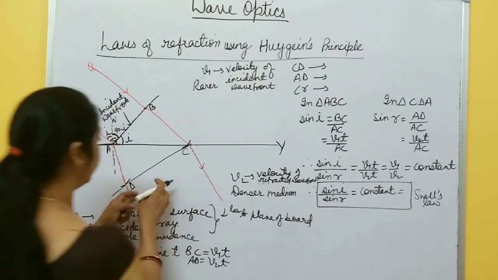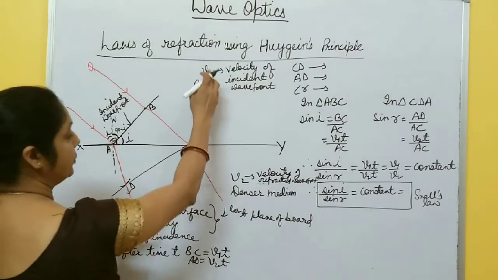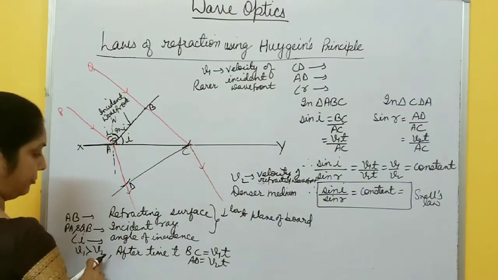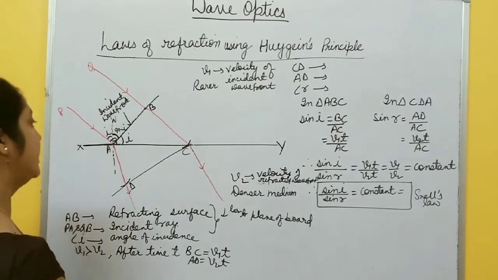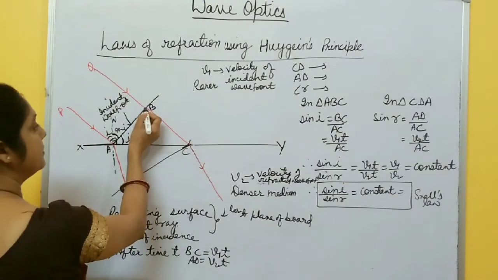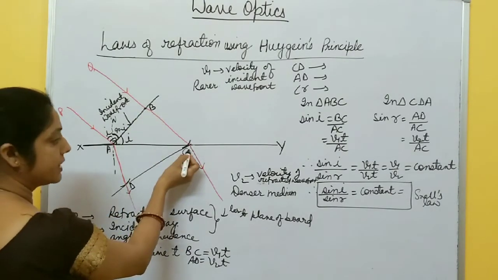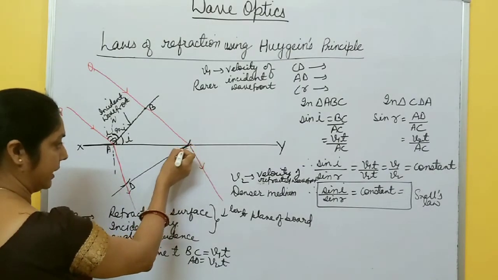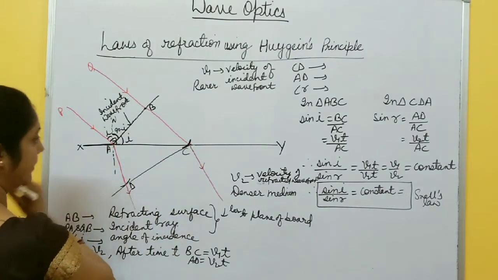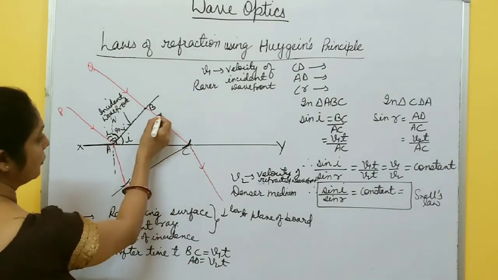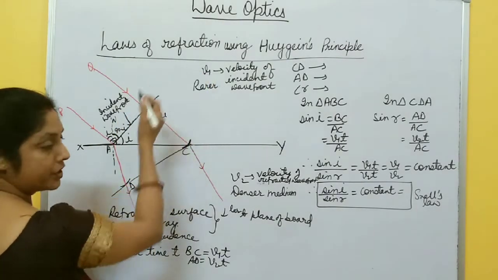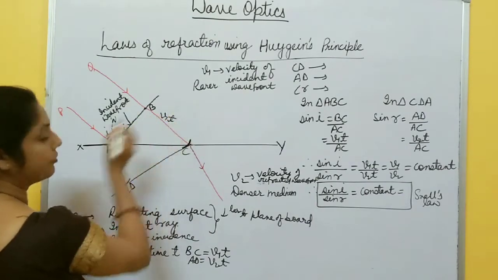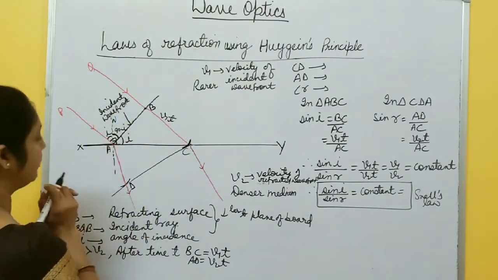And refraction takes place in denser medium, so v1 is greater than v2. Now after time t, suppose the disturbance from this B point reaches this C point. You draw one secondary wavelet here. And this BC distance is how much? If it is moving with velocity v1, then after time t it covers distance v1t.